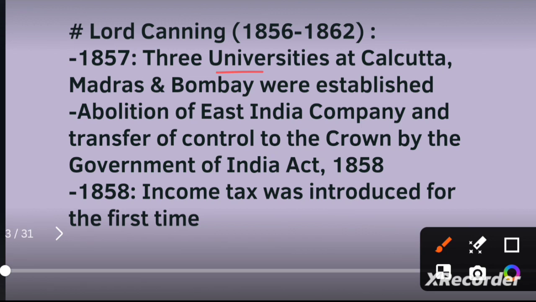1857, three universities at Calcutta, Madras, and Bombay were established. Abolition of East India Company and transfer of control to the Crown by the Government of India Act 1858. 1858, income tax was introduced for the first time.